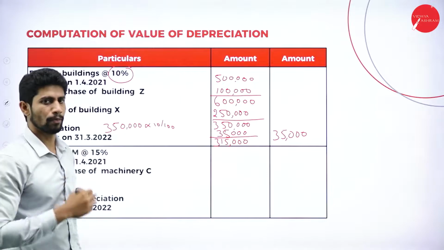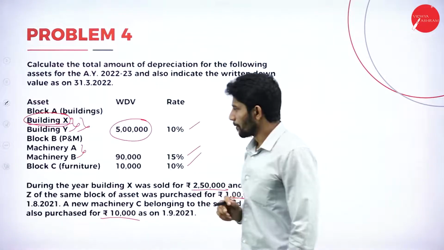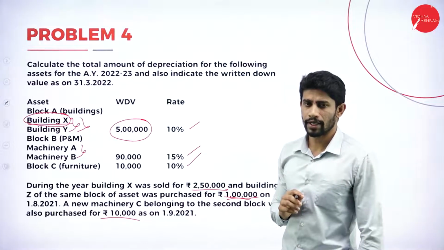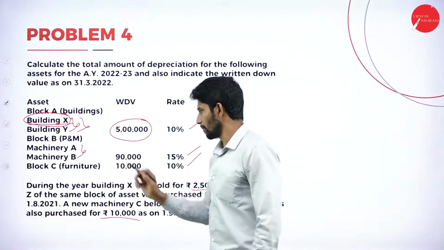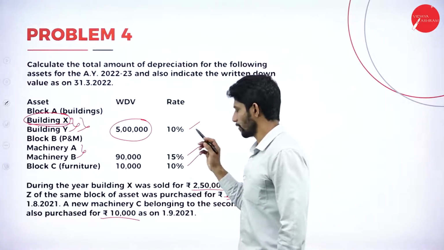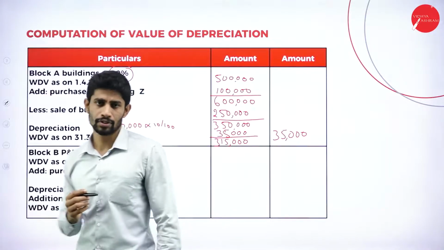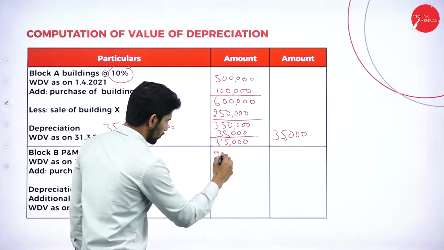Okay. Next, block B. So what are the points we have under block B? It is machinery. Block B relates to machineries. So now machinery A and machinery B, together the WDV value is 90,000 and the rate of depreciation is 15%. So now the WDV value is how much here? 90,000.